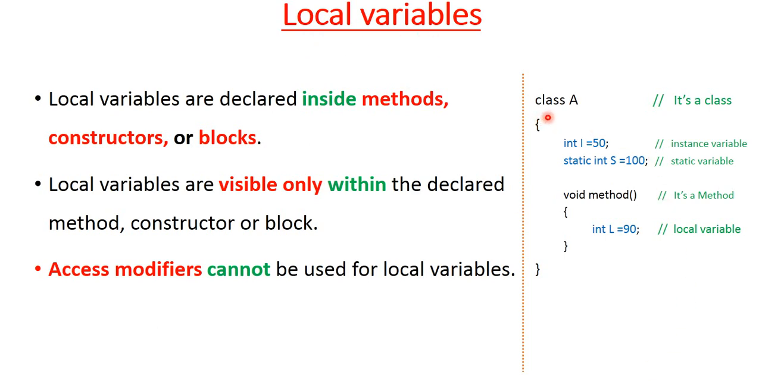For example, class A, we have declared a class A, and then int i equal to 50. So this is an instance variable. We will learn what an instance variable is, but let's move on. So void method, this is a method, and inside that int l equal to 90. So this is a local variable. You see, we have declared it inside a method, so it's only visible within this area. Outside this area it is not visible. So this is called a local variable.